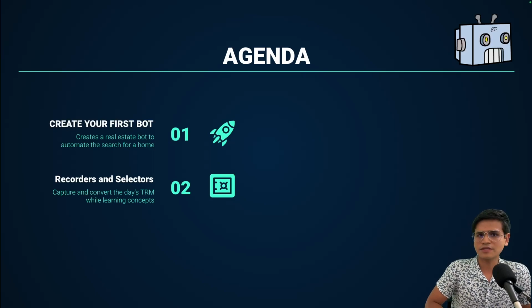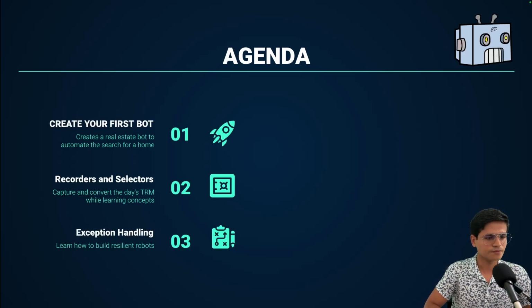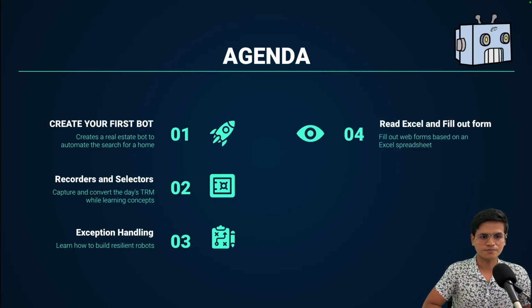The second concept that we are going to see, or the second robot that we are going to develop, is going to be the TRM: how to capture and convert the day's TRM. We are going to see some concepts like recorders and selectors. The third topic in our agenda is exception handling, one of the most important concepts that we need to apply in order to create resilient robots.